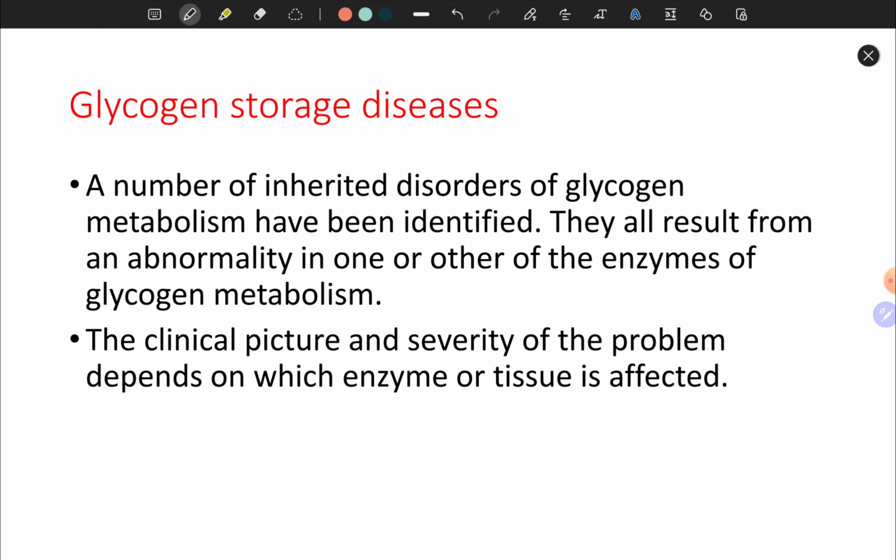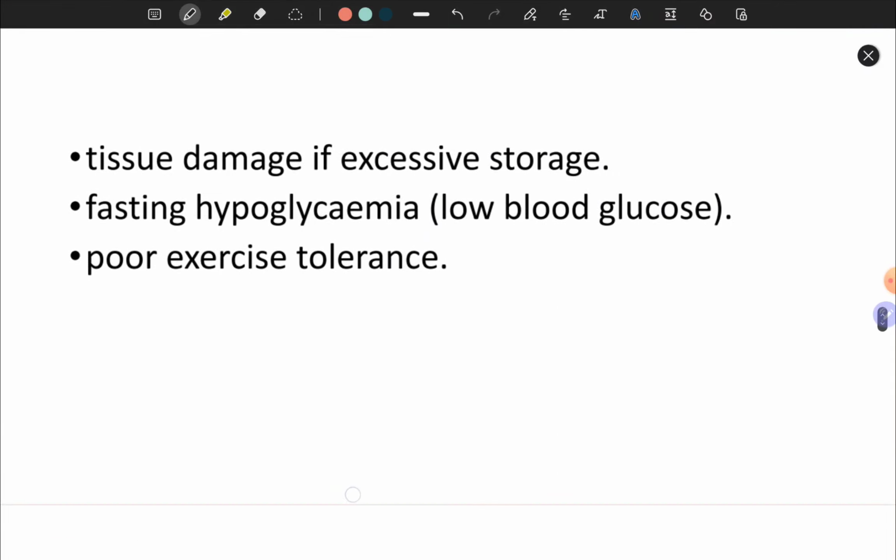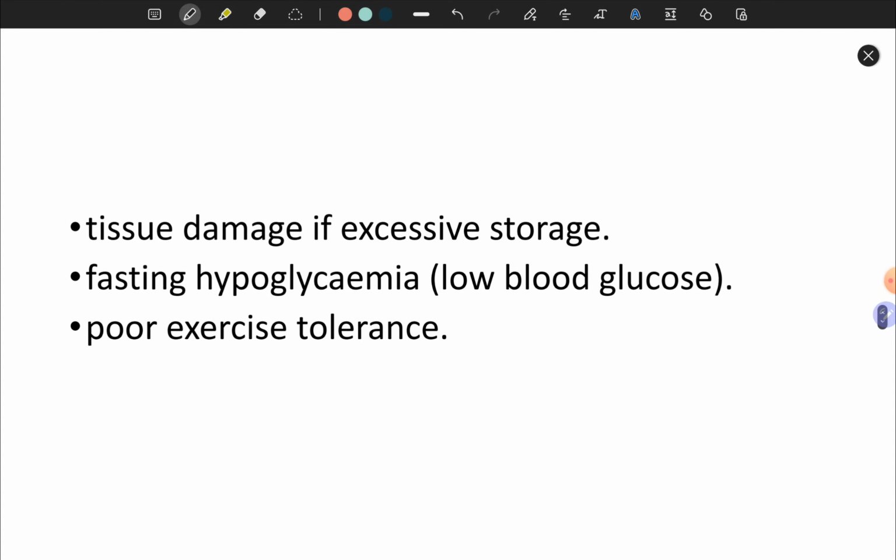If there is accumulation of glycogen in the tissue, accumulation of a substance in excess in any tissue will lead to damage to this tissue, like damage to the liver. Excess tissue glycogen causes hepatomegaly, or liver enlargement.